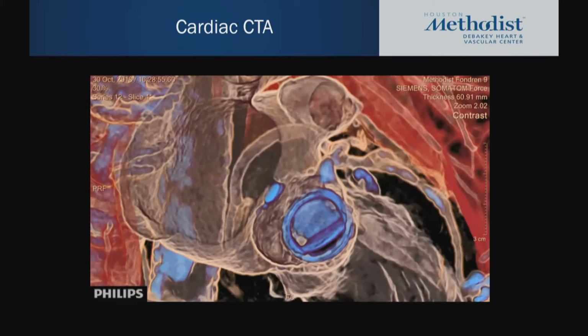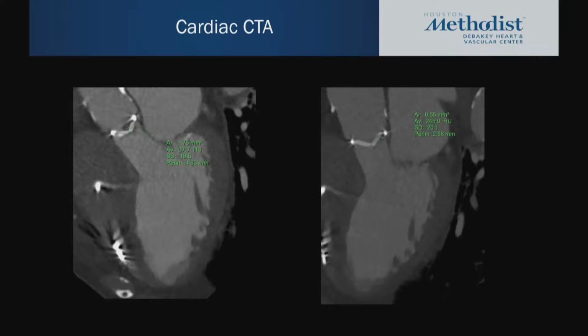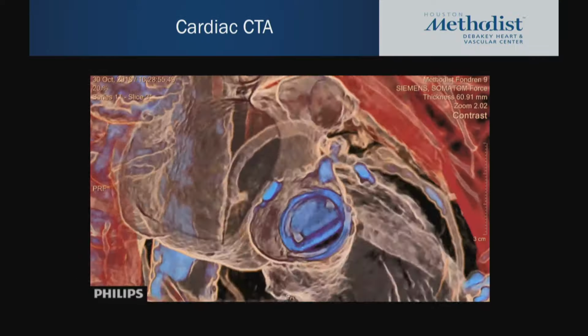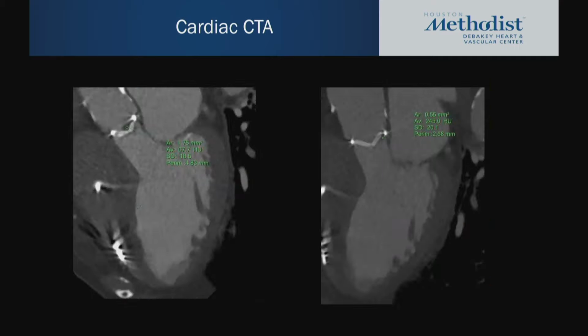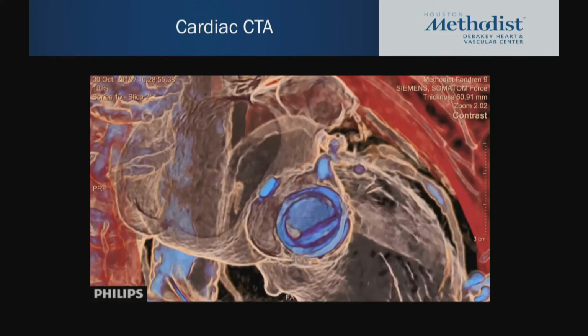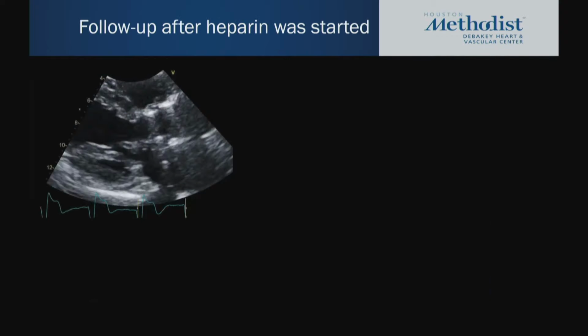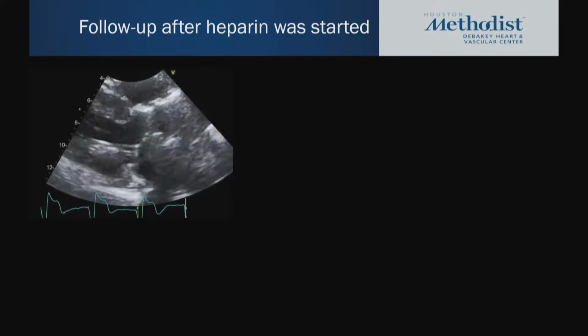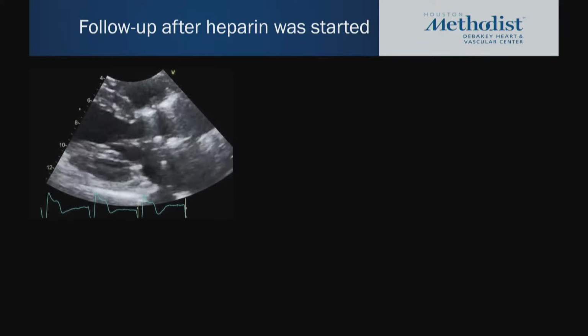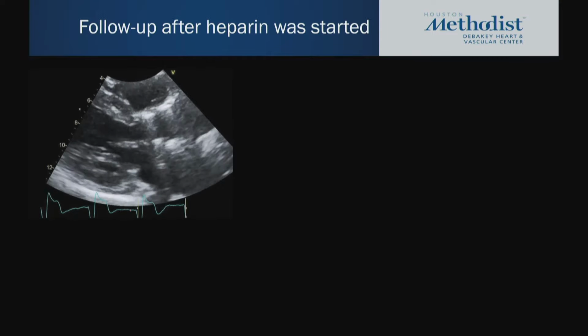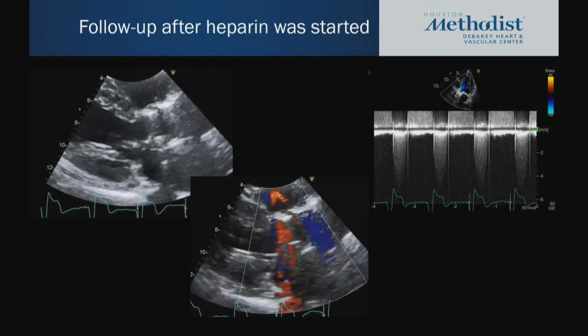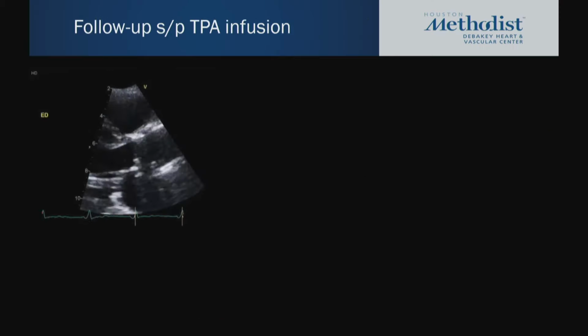As you can see, one was supravalvular and one was subvalvular with slightly different attenuation. For the supravalvular one, the attenuation was around 70, and the subvalvular one is around 240. This is one of the 3D renderings of the mass. The patient was suspected to have prosthetic valve thrombosis, and heparin was started with improvement of the gradient.